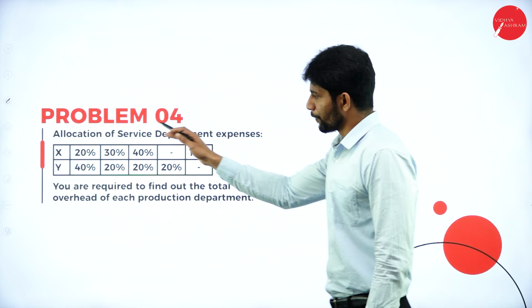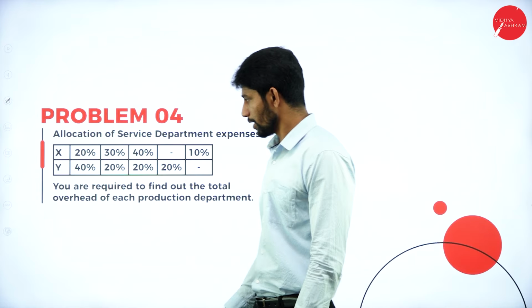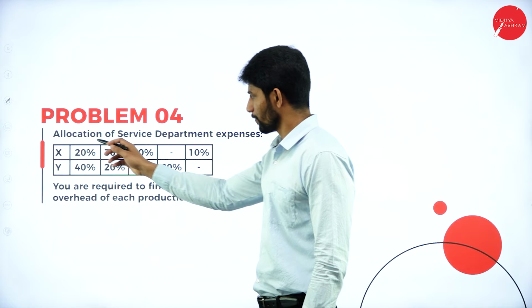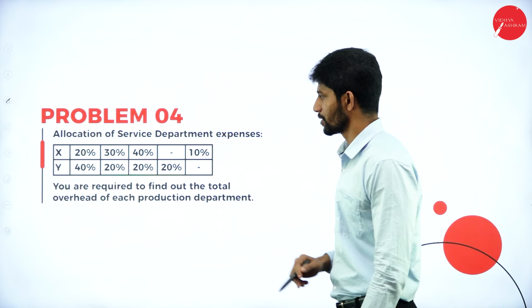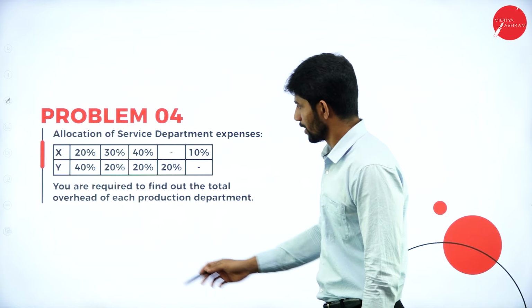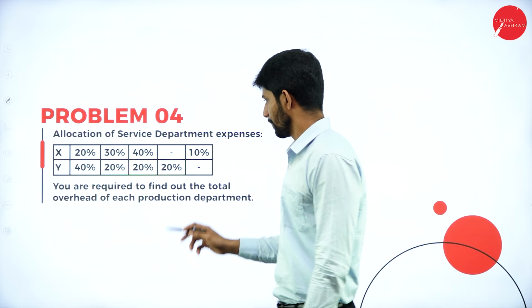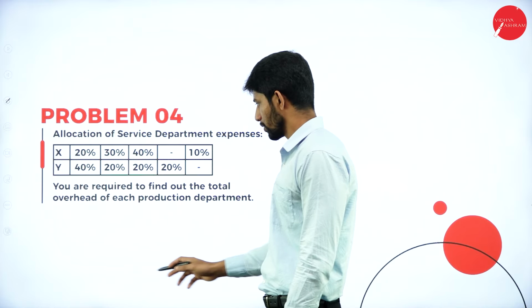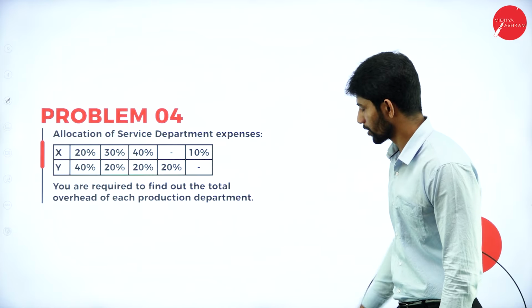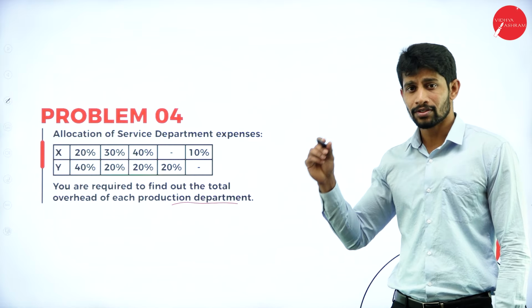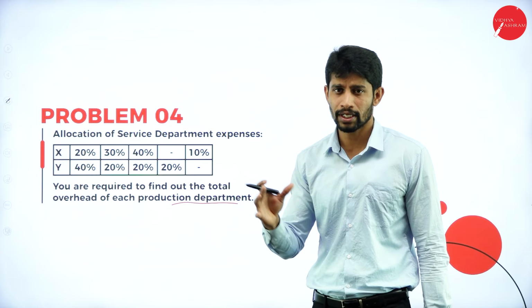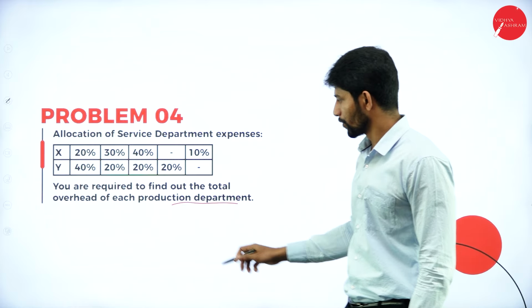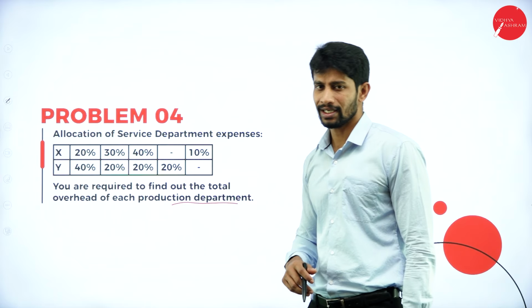Before moving to the primary distribution, they have also given other information. The other information is the allocation of service department expenses to other departments. It is 20, 30, 40, 10 and 40, 20, 20, 20, nil. You are required to find out the total overheads of each production department, because the service department expenditure is distributed among the production departments. So in secondary distribution, we are going to find out the total overhead of each production department.